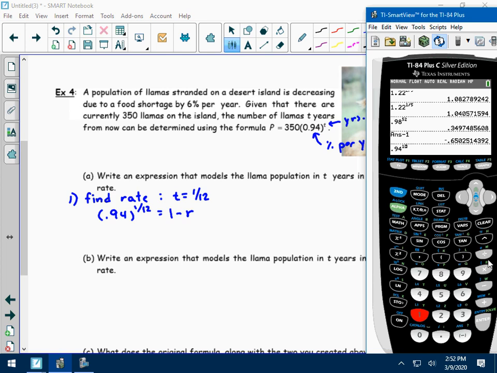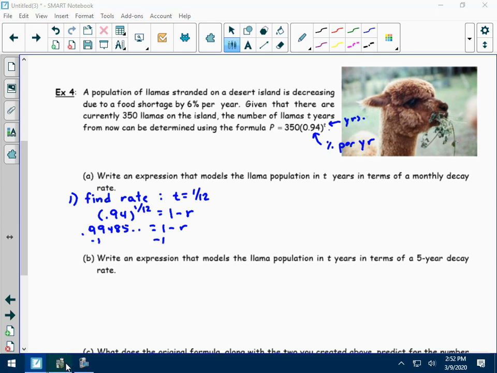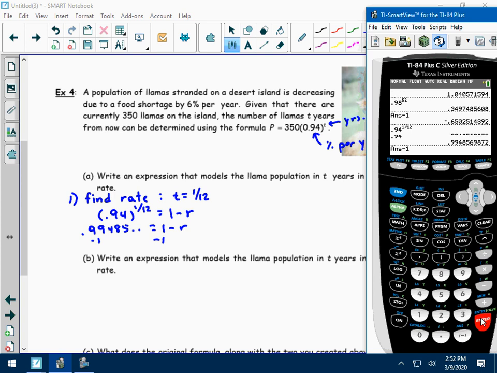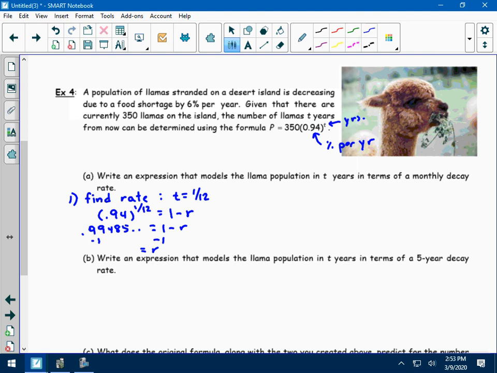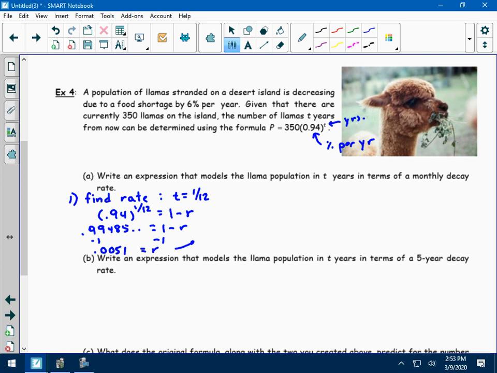0.94 raised to the 1/12 is 0.99485 equals 1 minus R. Got to subtract our 1. Now it's negative 0.005. The negative will go away when I divide by a -1. Negative 0.0051. Okay. So my decay rate over a month is approximately 0.5%.